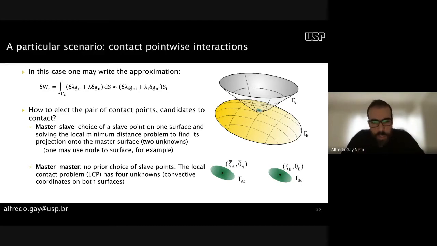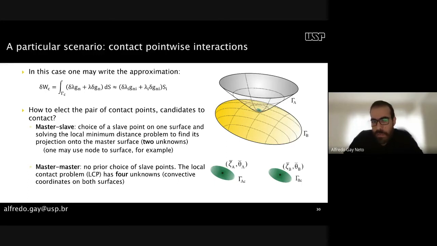So we thought, why not do the same idea, but using two surfaces directly. So we keep four unknowns in this local contact problem, and manage the whole problem from the beginning keeping these four unknowns. And sometimes we degenerate this local contact problem to fewer unknowns, but all based on the four-unknown problem.